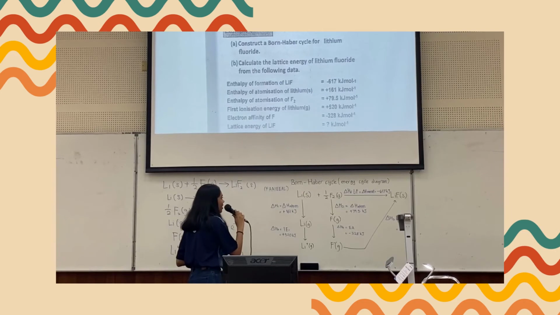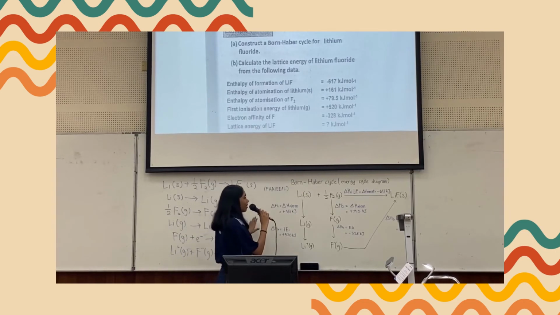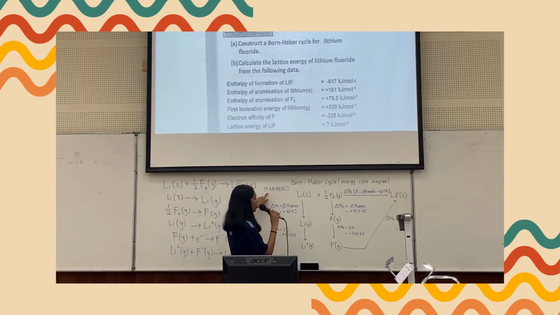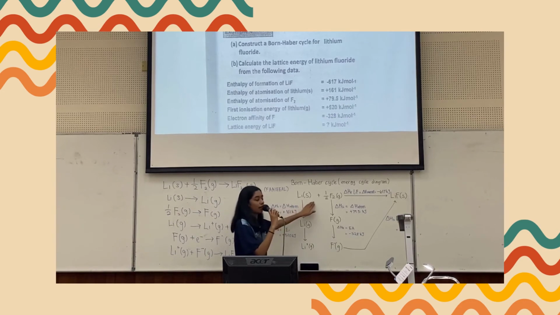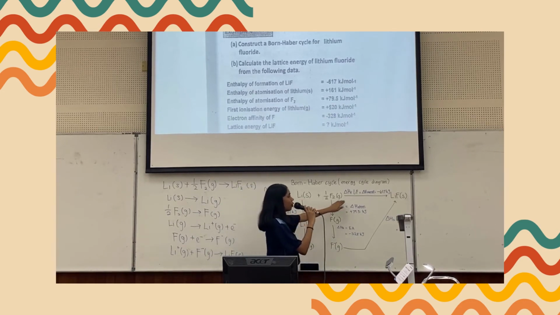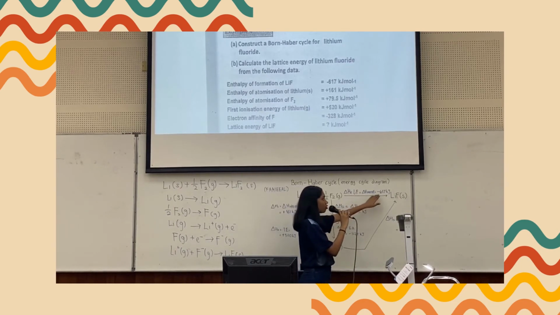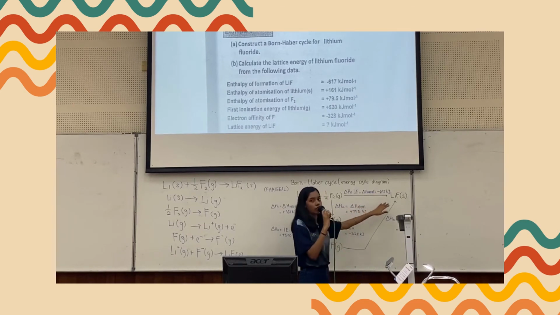Okay, so now let's take a look at the Born-Haber cycle. As I mentioned earlier, we can use the FAAIEEAL cycle. As you know, the F refers to the enthalpy of formation, and the enthalpy of formation is the target equation which must be on the Born-Haber cycle. So this is the equation, and we also know that enthalpy of formation is the enthalpy of overall equals to -617 kJ per mole.